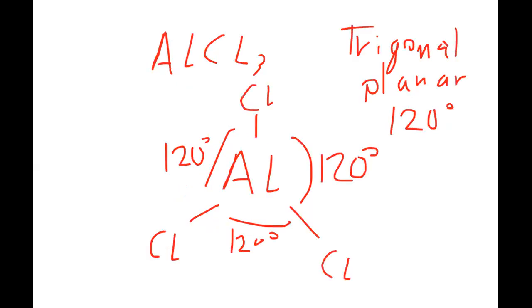Next is when the central atom is surrounded by 3 pairs. Over here, the structure is trigonal planar. There are all 3 bonds, and all 3 bonds exist in the same plane, and the angle is 120 degrees.